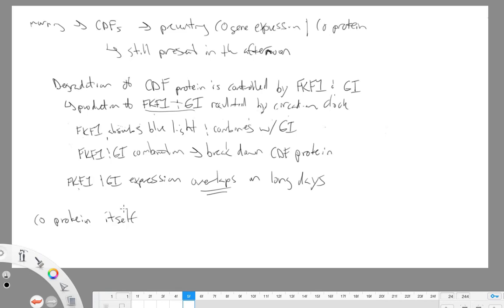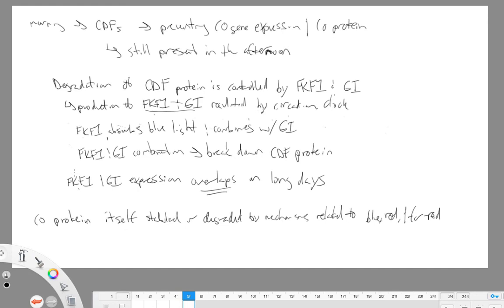Itself can be stabilized or degraded by mechanisms related to blue, red, and far red light. And I'm not going to go into them because it continues to get more and more complicated, but essentially the CO protein itself can either be stabilized or broken down by various mechanisms that are related to day length and the type of light that you will see at different day lengths.